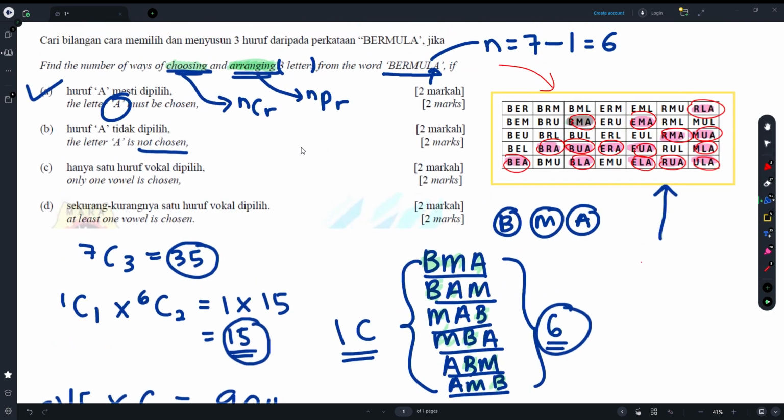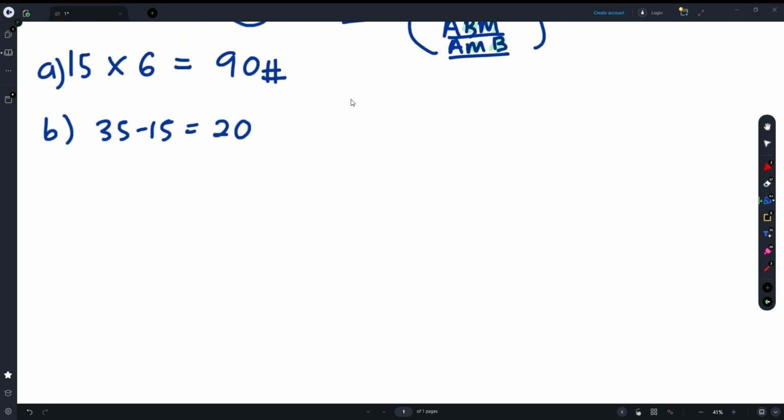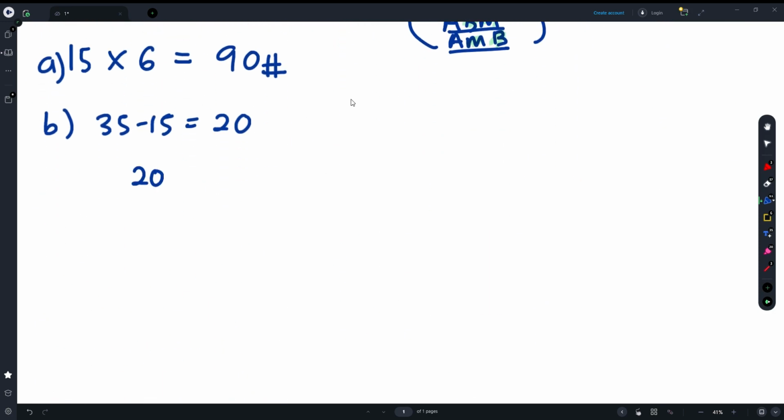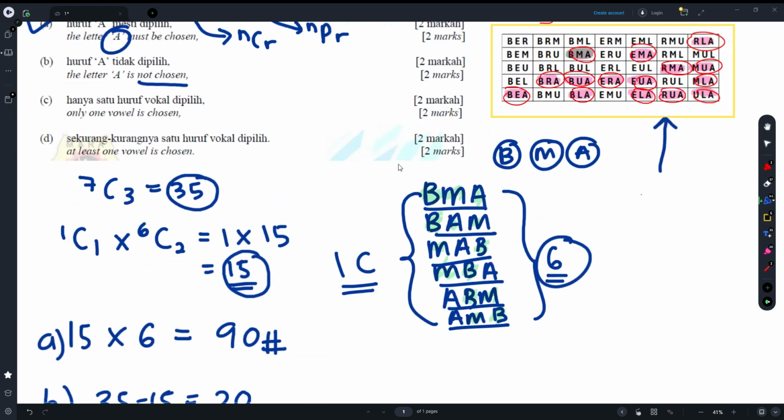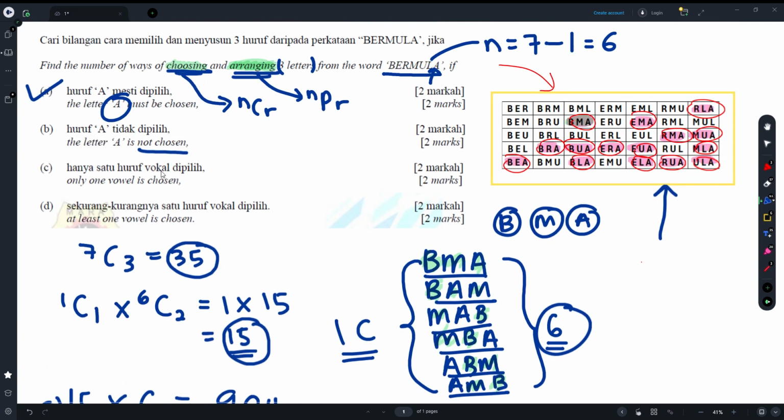Once you have 20 combinations, we're going to arrange the 20 combinations. So it's going to be 20 multiplied by 6, so it's going to be 120. Okay, so that's the end of part B. It is as straightforward as part A. And then I'm going to move to C.